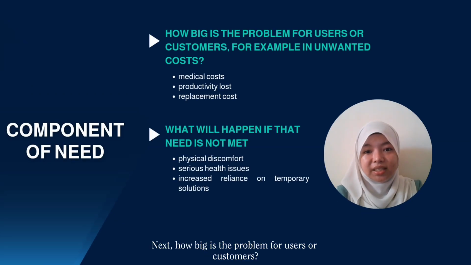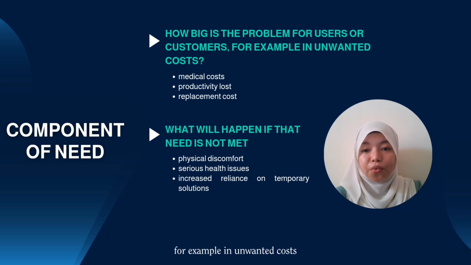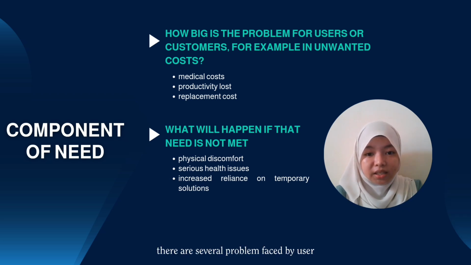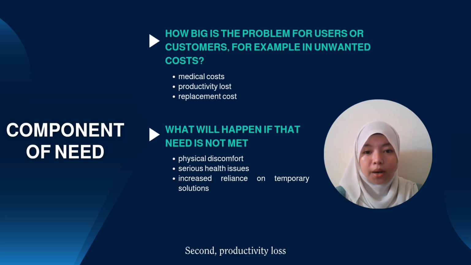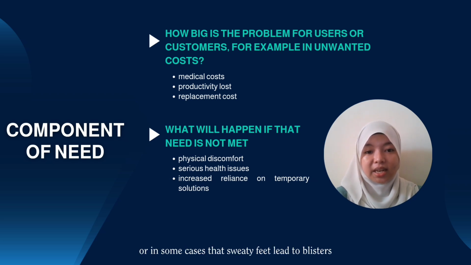Next, how big is the problem for users or customers? For example, in unwanted cost. There are several problems faced by users. First, medical cost. This is because some users could get frostbite, drenched feet, or heat-related injuries that can lead to expensive treatment. Second, productivity loss. Some people could not focus with cold feet, or in some cases, sweaty feet lead to blisters.